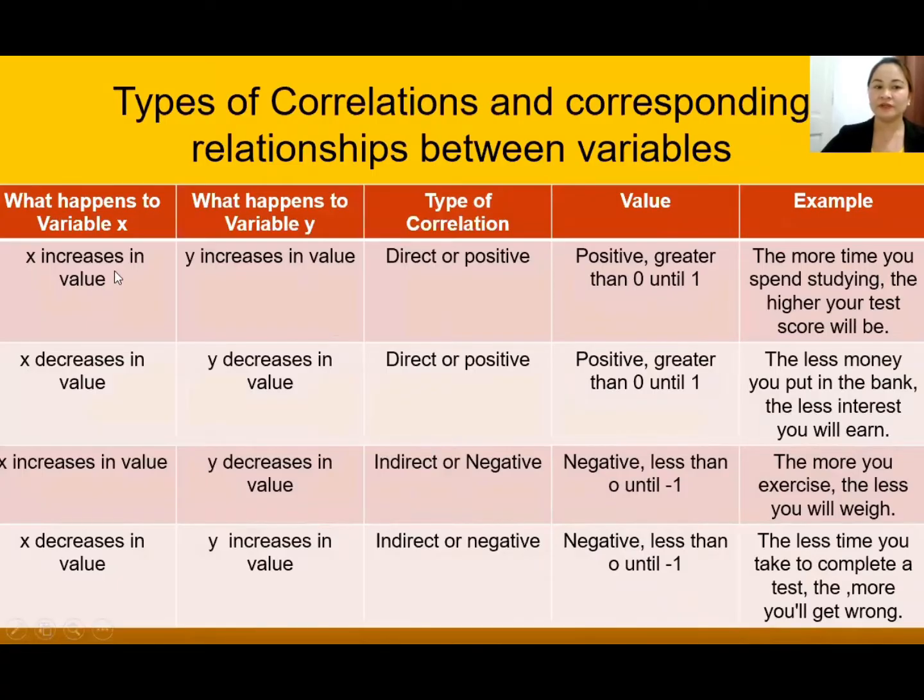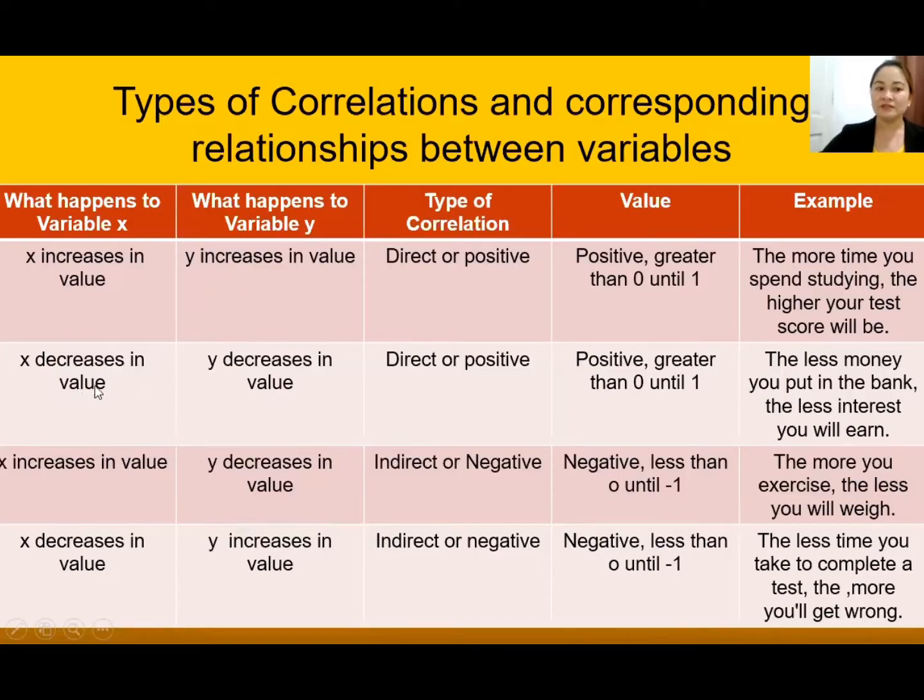So what happened to variable x, what happened to variable y, what type of correlation, the value, and the specific example. So first, x increases in value while y increases in value. This is a direct or positive relationship. The value here is from 0 to +1. Example, the more time you spend studying, the higher your test score will be. So your x increases, same with y.